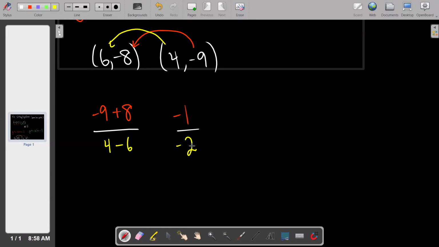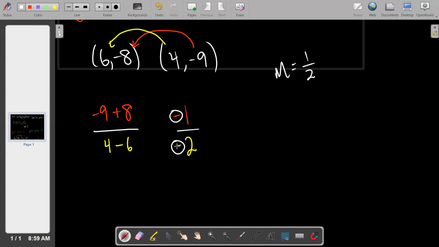So it's a process. I show what it's going to look like. I show what the answers are going to be, and then I reduce. What can I say is the slope of this line? 1/2. We know that a negative number divided by a negative number is a positive number. And we also know that 1 divided by 2 is just a fraction, right? The top's smaller than the bottom. It can't become a whole number.